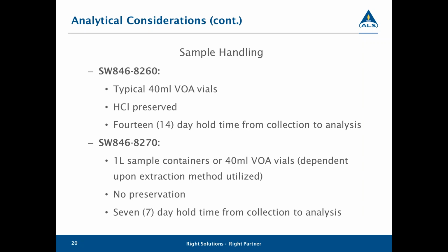Quick analytical considerations on the sample handling. The A260 method typically uses 40 ml vials. It's a HCl preserved vial. It's typical for volatiles. Standard 14-day hold time from collection to analysis. So nothing out of the norm there. And the same thing on the A270 side. It's generally a 1 liter sample. You can use a 40 ml vial if you've got some other injection techniques that are out there, but generally it's a 1 liter sample. It's non-preserved with a 7-day hold time.